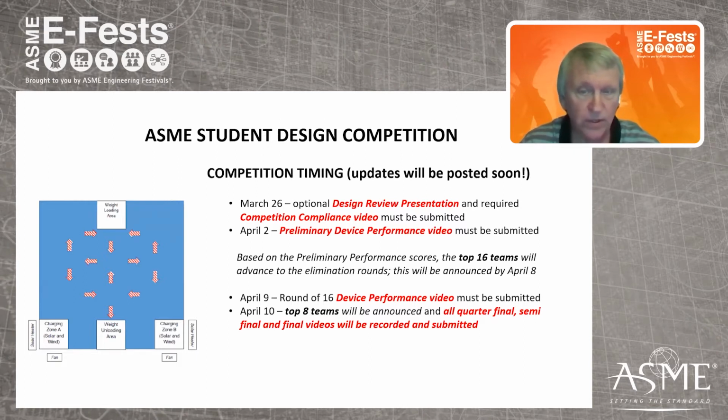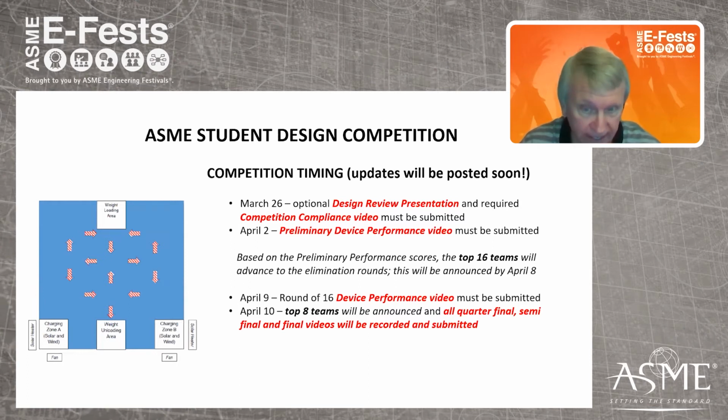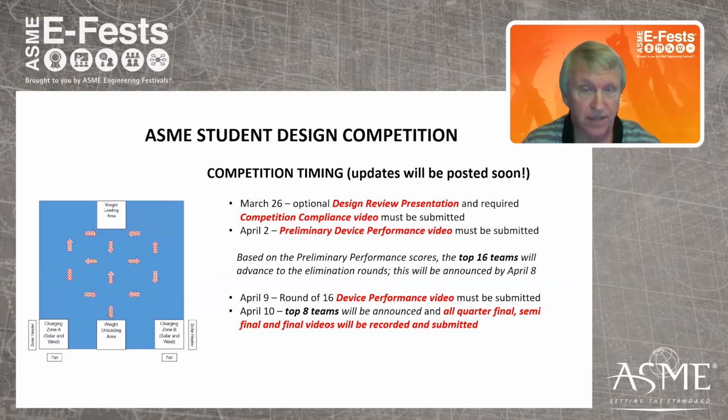We will tell the top 16 scoring teams that they have moved on to what we're calling an elimination round. The elimination round is going to take place on April 9th and then continue on April 10th. The top 16 teams will be told and will have one day, April 9th, to record a second performance video following rules that are slightly different than the preliminary performance video, and submit that. The judges will then evaluate those 16 videos.